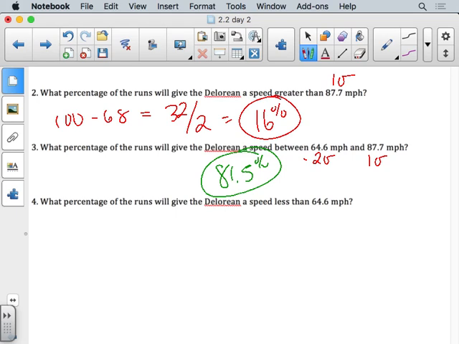Any concerns on those two before we keep going? Understanding how I'm getting there. You might not have gotten it or remembered, but at least is there an understanding?